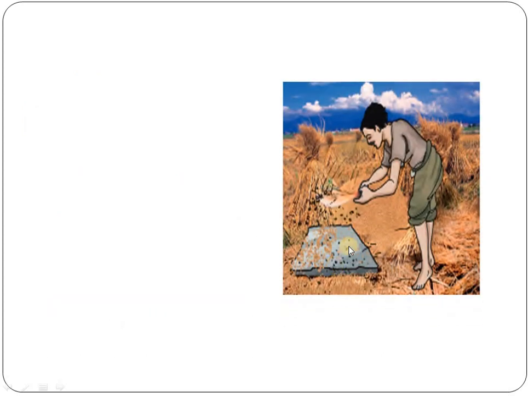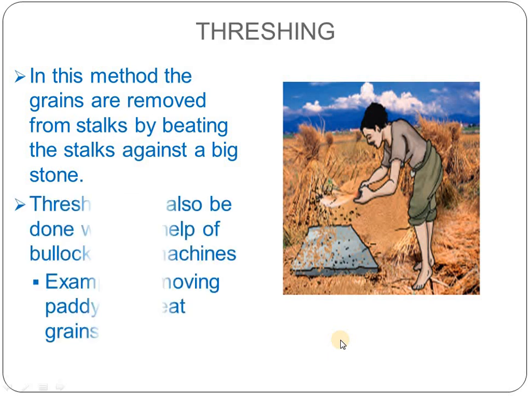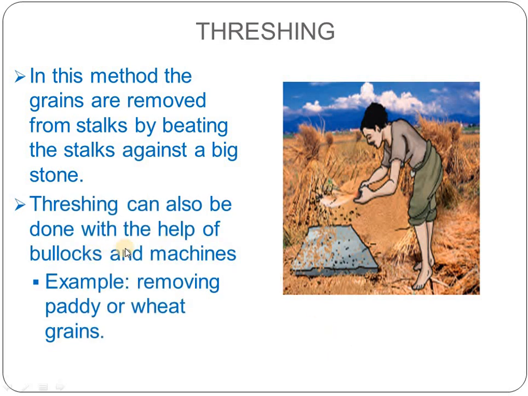In this picture, this man is holding the stalks of the grains of wheat and he is beating the stalks against this solid surface or a piece of stone. He is doing so to remove the grains from the stalk. This method is called threshing, and threshing can be done with the help of bullocks and machines. So this method is very common to remove the paddy or wheat grains from their stalks.